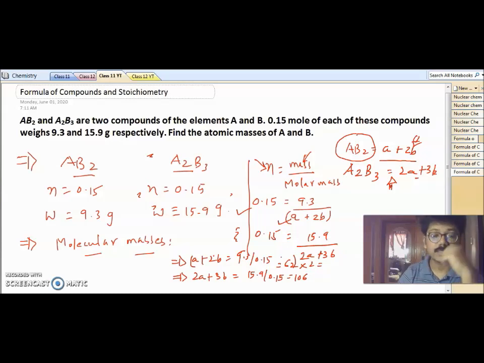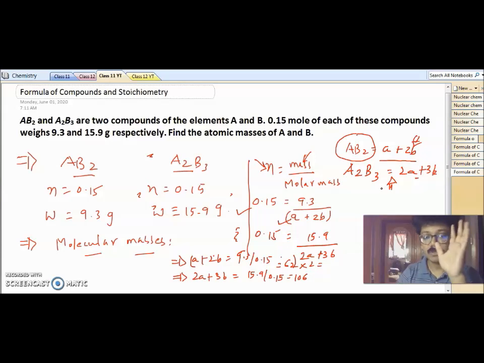Sorry, here the molecular mass is not asked, the atomic masses are asked. But if the molecular mass is also asked, you can easily find out the molecular masses. Your A and B are nothing but the atomic masses, and furthermore, on the basis of A plus 2B and 2A plus 3B, you can also get the molecular masses.